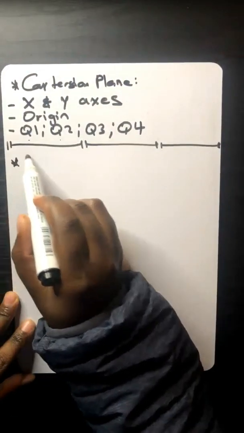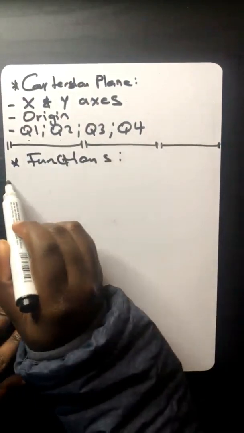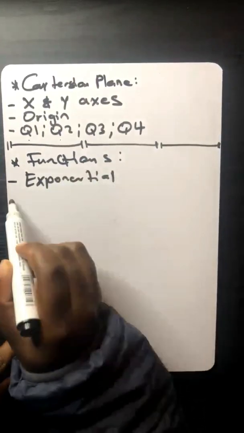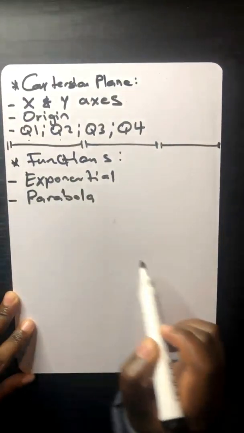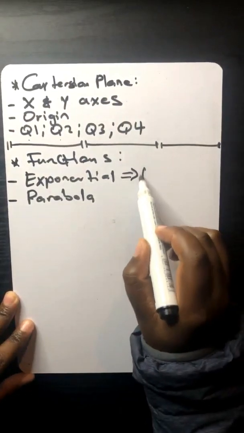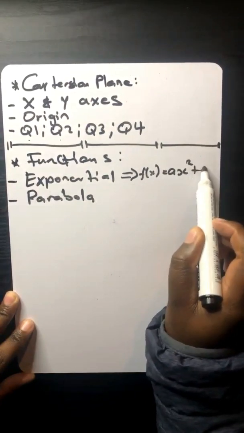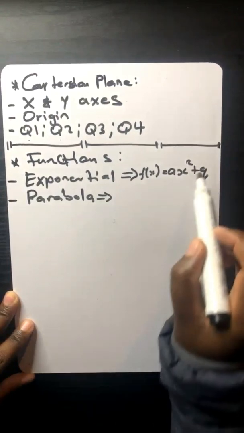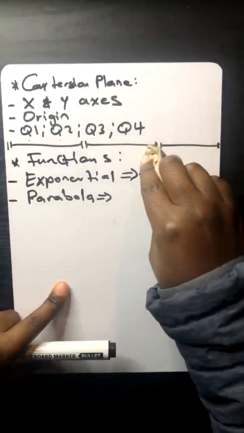So, let's have a look. In terms of the functions, we are looking at the exponential graph, and the other one she said is the parabola. So obviously we know the equation for the parabola is this one, f of x equals a x squared plus q. Let me just update that part over there.